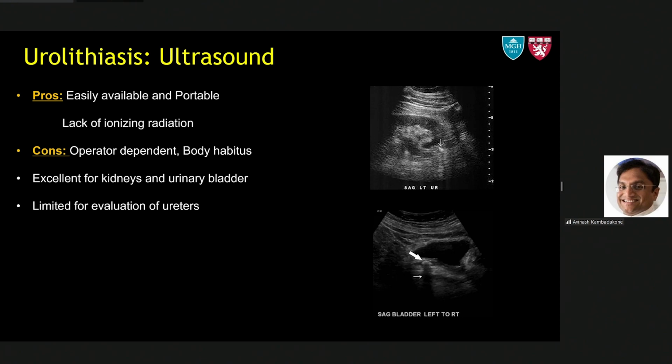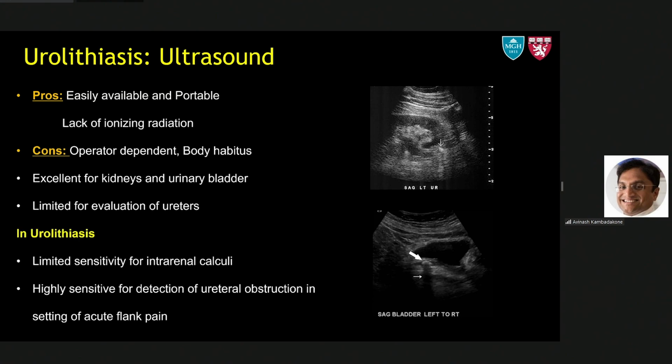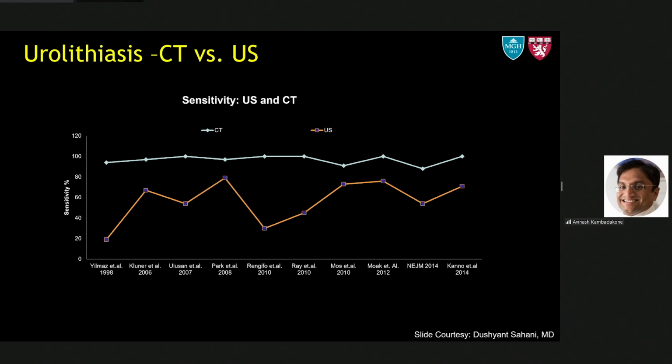While ultrasound has limited sensitivity for detection of stones within the kidneys when you compare to CT, it's highly sensitive for detection of ureteral obstruction by demonstrating hydronephrosis in setting of acute flank pain. So ultrasound is not an unreasonable exam for surveillance of patients with known stone disease, particularly when it's combined with plain radiography. And it's often the test of choice for pediatric and pregnant patients, given the lack of ionizing radiation. Now, if you compare the sensitivity of CT and ultrasound for diagnosis of stone disease, this is a chart of multiple studies which demonstrates that CT continues to have a consistent high sensitivity compared to ultrasound.